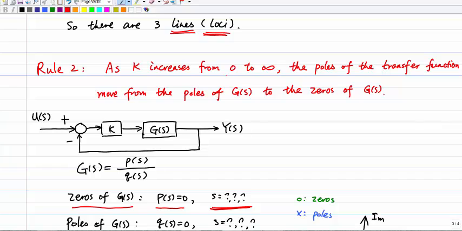As k increases from 0 to infinity, the poles of the transfer function move from the poles of G(s) to the zeros of G(s), which is also called the Locus. The line moves from the poles of G(s) to the zeros of G(s).